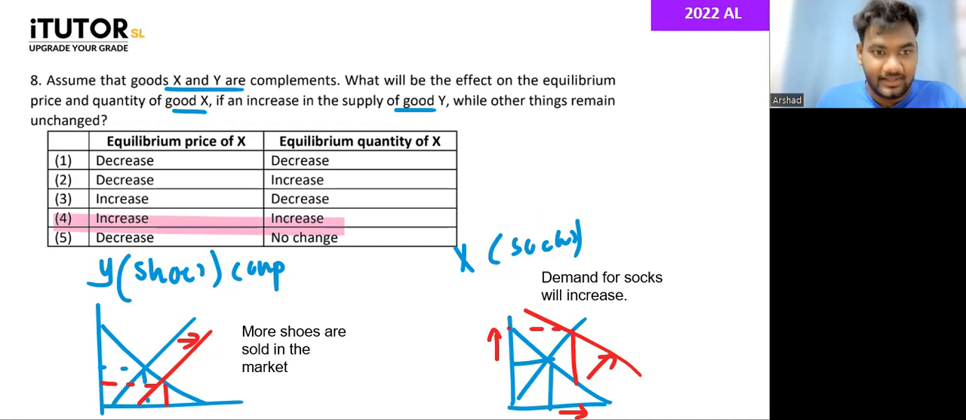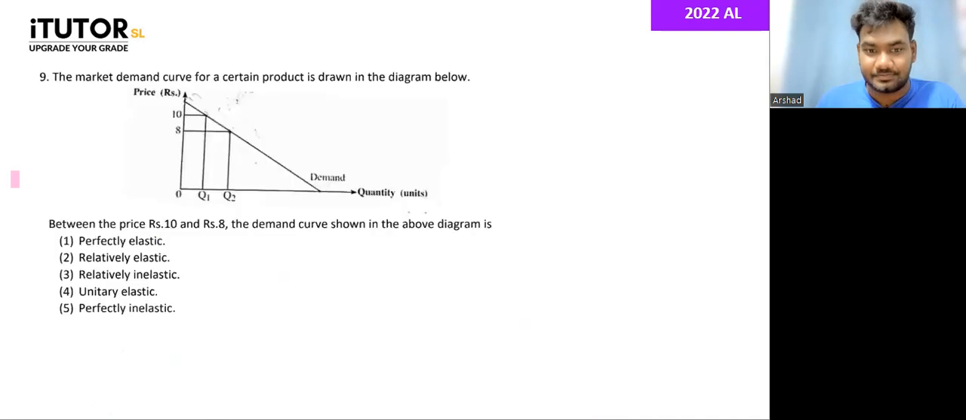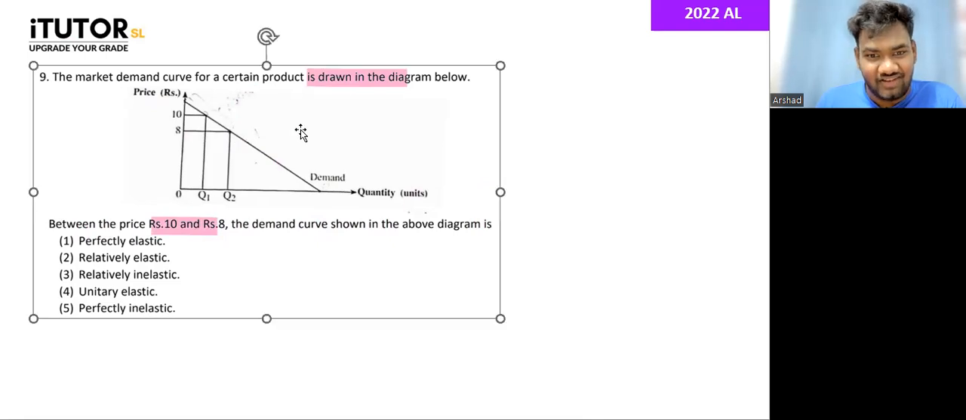Okay. Going to the next. The market demand curve for a certain product is drawn in the diagram below. Between price 10 and 8, the demand curve shown in the above diagram is what? This is an easy one. You don't have to do any calculations, but you should know. Not directly tested in an MCQ, but it's there in essay questions though. What can you say, guys?